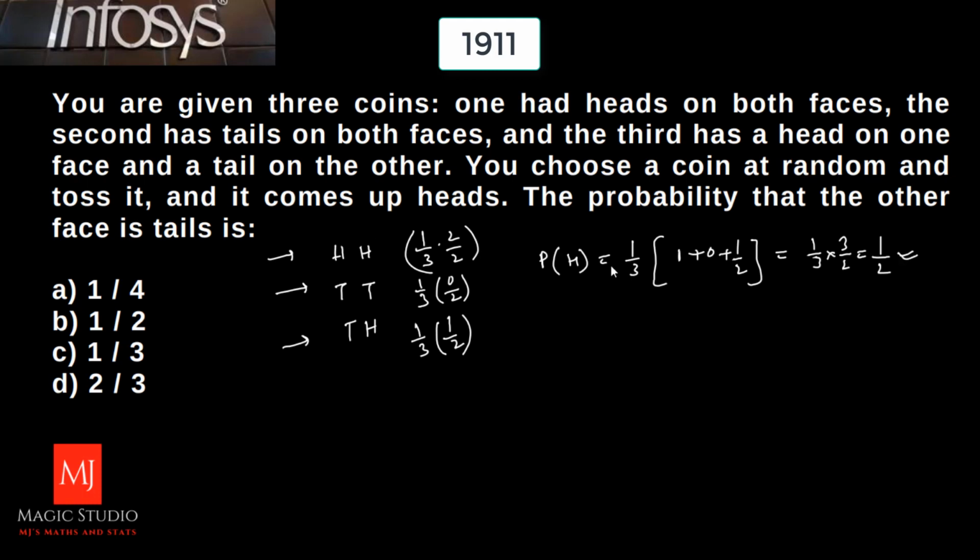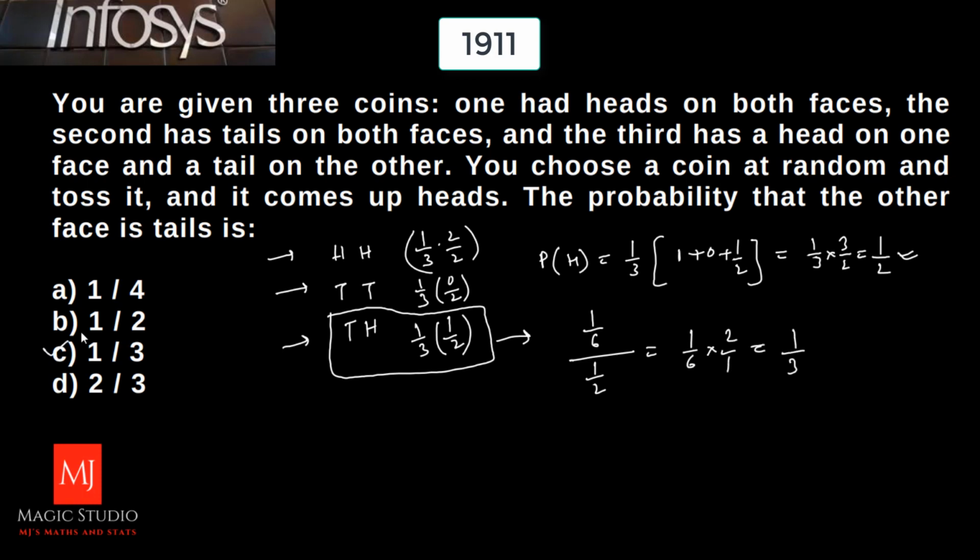But the question is, we know that heads comes up. What is the probability that the other face is tails? The other face being tails is only possible with this particular coin. So this is a question of Bayes theorem. The probability would be given by the probability of choosing, tossing and getting a head from the tail-head coin, that is 1 by 6, divided by the total probability of getting a head, that is half. So 1 by 6 into 2 by 1 is 1 by 3, which features in option C. That is the answer.